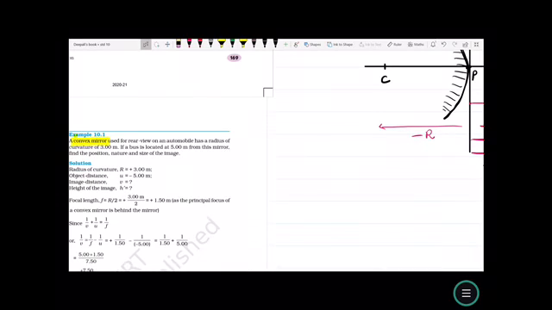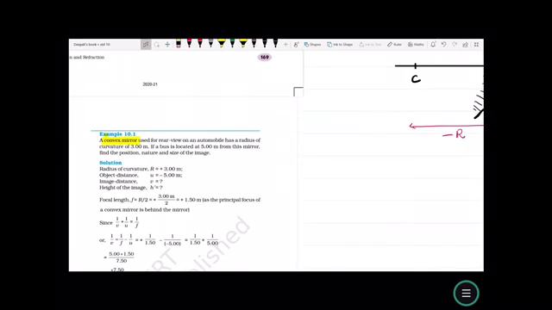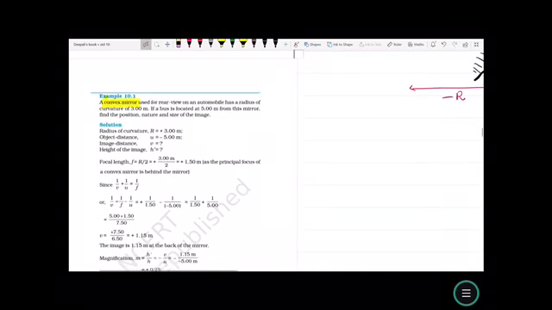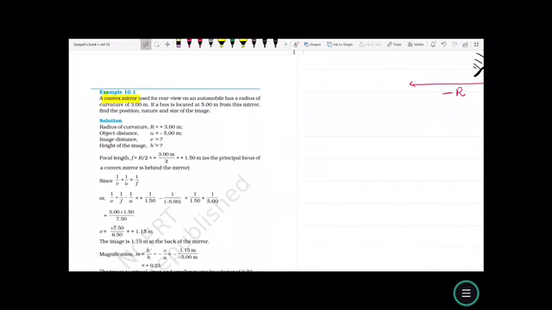In convex mirror, the radius of curvature is taken positive or negative? We know that we can measure it as plus. So, R is equal to plus 3. Object distance U is equal to minus 5. Image distance V we are supposed to find, and height of image H prime. Now focal length F is equal to R upon 2 is equal to 3 upon 2, that is 1.5.